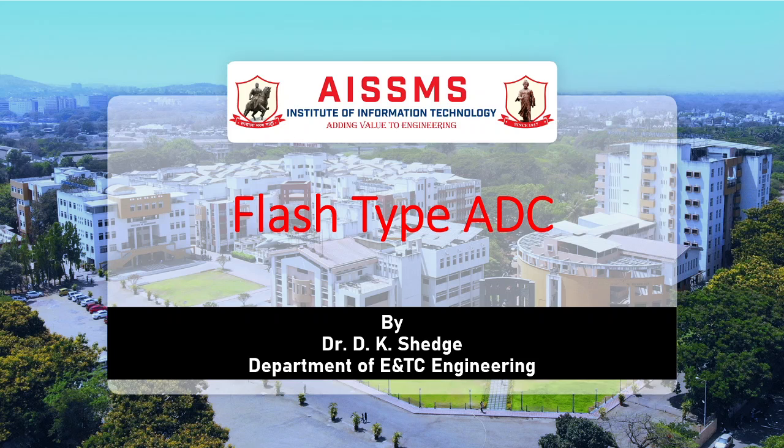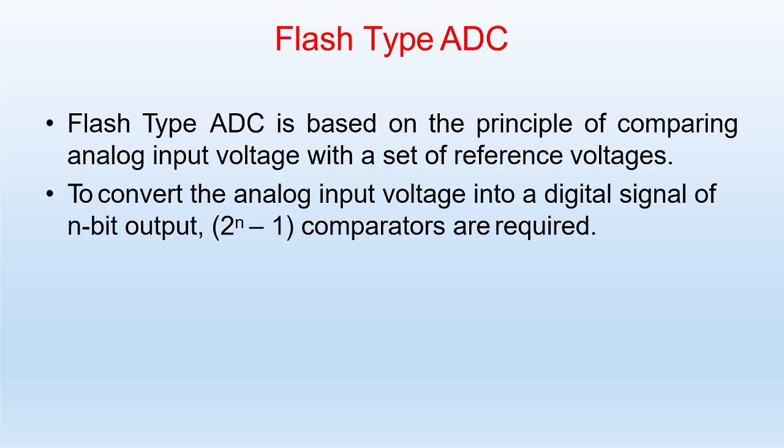Today we'll discuss the flash type ADC, one of the analog to digital converters. The flash type ADC is based on the principle of comparing the analog input voltage with a set of reference voltages. This comparison will be done with the help of comparators. Typically, if it is an n-bit ADC, then we'll require 2 raised to n minus 1 number of comparators.